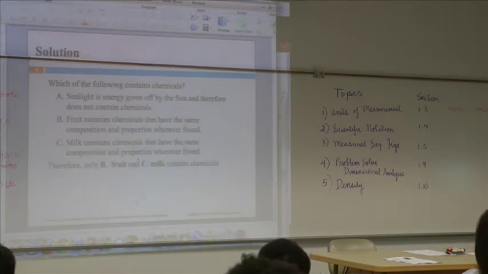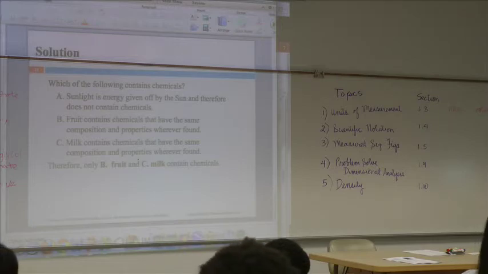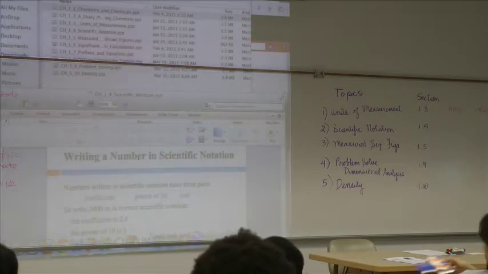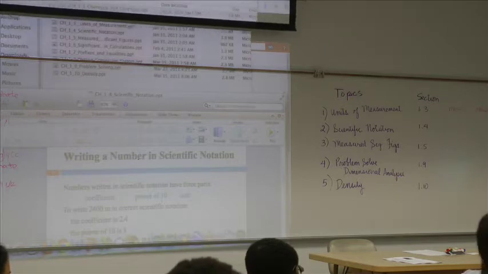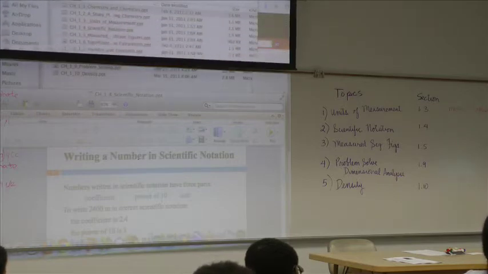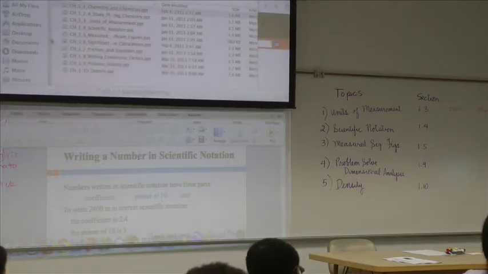Okay, so there you go. Sunlight is energy given off by the sun. Fruit contains chemicals, and so does milk. So that more or less just tells you that everything has chemicals. I will write this down so that it will be clearer. Now we're going to try to go to the units of measurement.